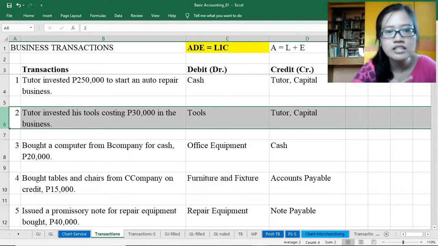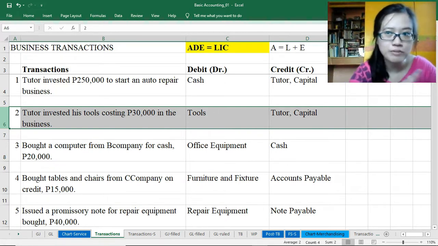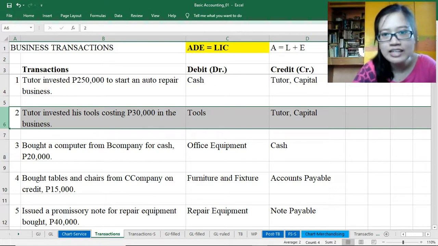Okay, so in this case, ay tools ang binigay ni tutor. So, dito, nagkaroon ng additional asset yung company aside from the cash na binigay niya kanina. Meron na rin siyang tools ngayon, amounting to 30,000.